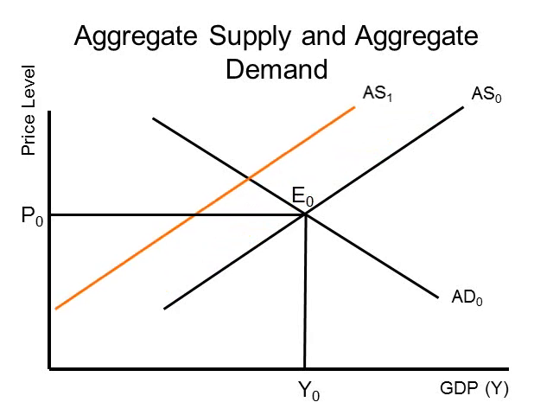This gives us a new equilibrium point at E1. If a line is drawn from the new equilibrium point to the price level axis, a new equilibrium price level is found. Notice that the price level has increased from P0 to P1. If a line is drawn from the new equilibrium point to the GDP axis, a new equilibrium GDP is found. Notice that the new equilibrium GDP has decreased from Y0 to Y1.